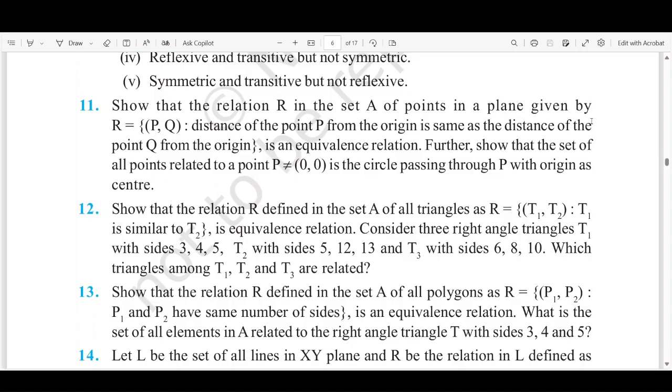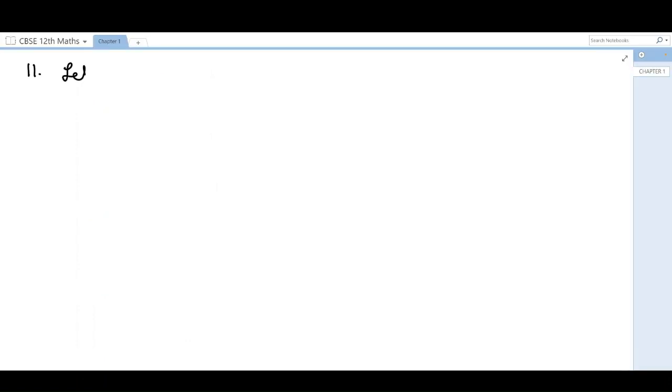Question number 11. Show that the relation R in the set A of points in a plane given by R equal to the set of all ordered pairs (P, Q) such that the distance of the point P from the origin is the same as the distance of the point Q from the origin is an equivalence relation. Further, show that the set of all points related to a point P not equal to (0, 0) is the circle passing through P with origin as center. So, let O denote the origin.